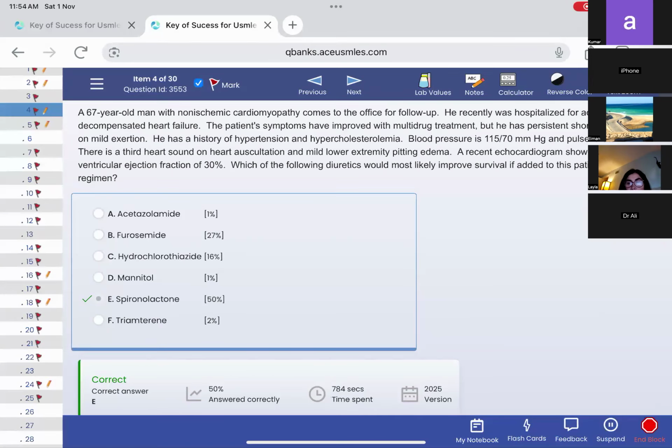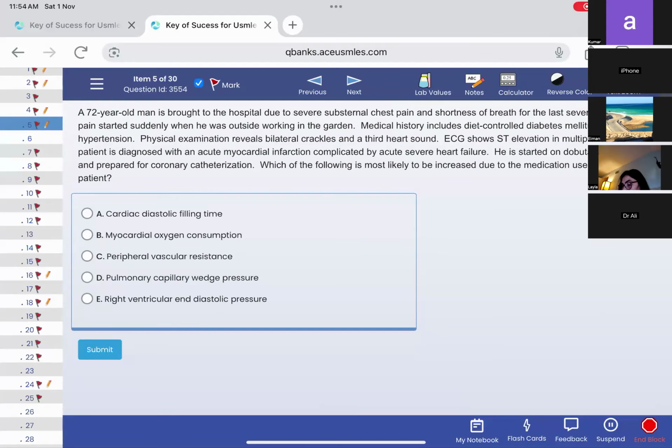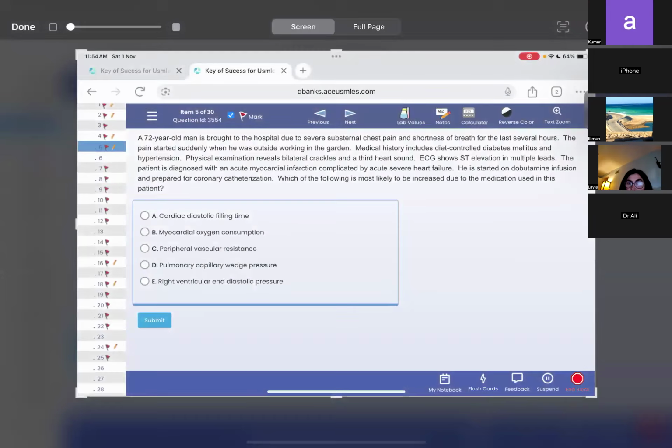Clear, doctor. So let's move forward. Any volunteer? Yeah, I can go.